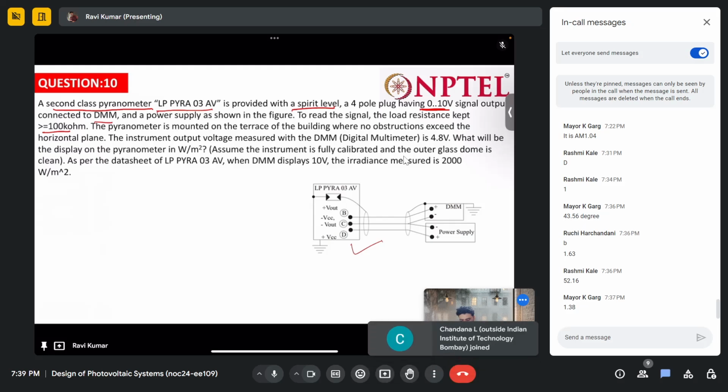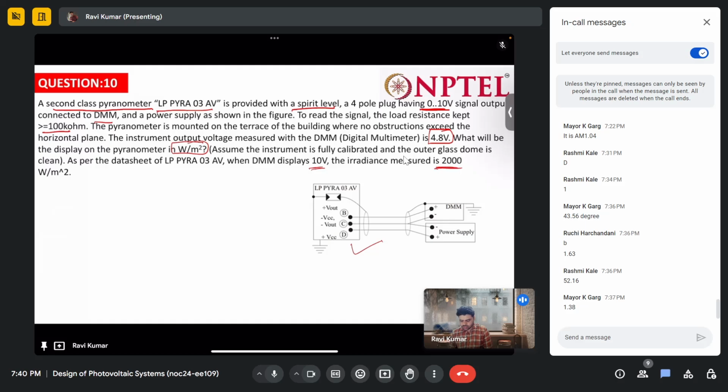The pyranometer is mounted on the terrace of a building where no obstruction exceeds the horizontal plane. It means there is no obstruction to the incident radiation. The instrument output voltage measured with this digital multimeter is 4.8 volt. So the output coming is 4.8 volt. What will be the display on the pyranometer in watt per meter square? And from the data sheet, it says 10 volt corresponds to 2000 watt per meter square, the irradiance. And these are the options.